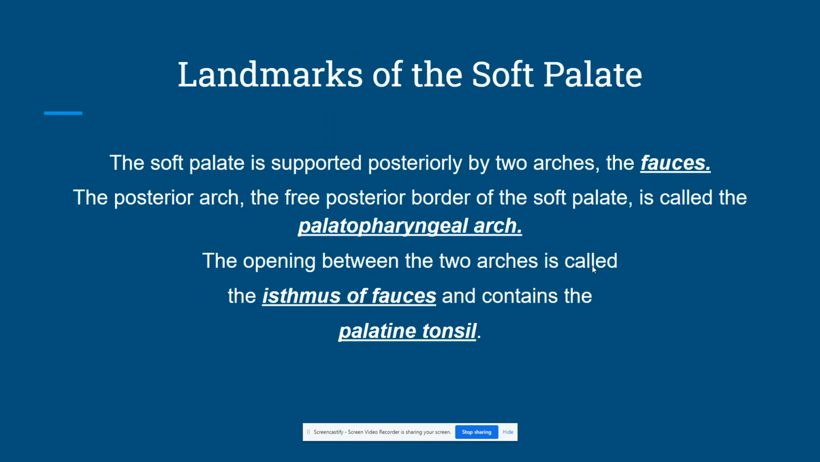Okay, so landmarks of the soft palate. Bottom line here, I just want you to know the walls of the opening in the back of your mouth, on either side of that uvula. The isthmus of fauces is just a fancy word for your tonsils. There are a lot of different soft tissues back there, but your tonsils are called the isthmus of fauces.